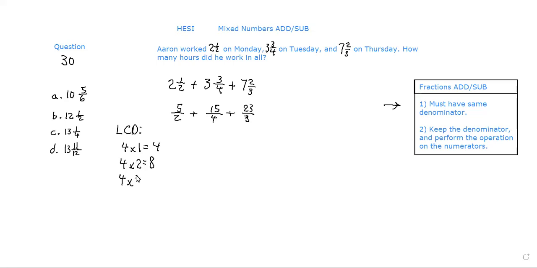4 times 3 equals 12. Now let's check again. Does 2 divide into 12 evenly? Yes. Does 3 divide into 12 evenly? Yes. So 12 is our common denominator because all three numbers divide evenly into this value. And that's how you do it. Always pick the largest number. You'll get it probably in 2 or 3 steps.